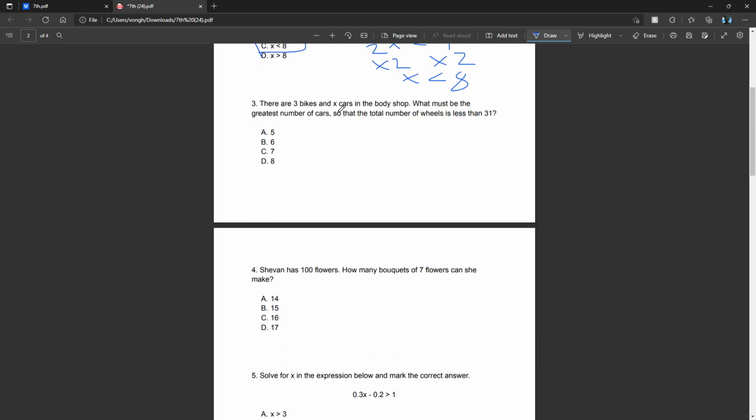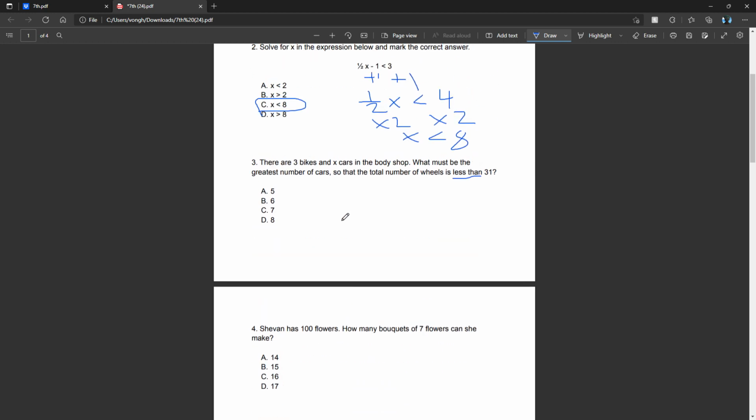3. There are 3 bikes and X cars in the body shop. What must be the greatest number of cars so the total number of wheels is less than 31? So we have 3 bikes.